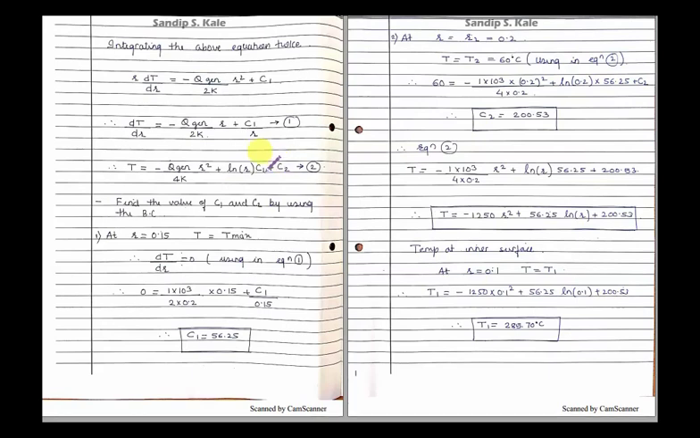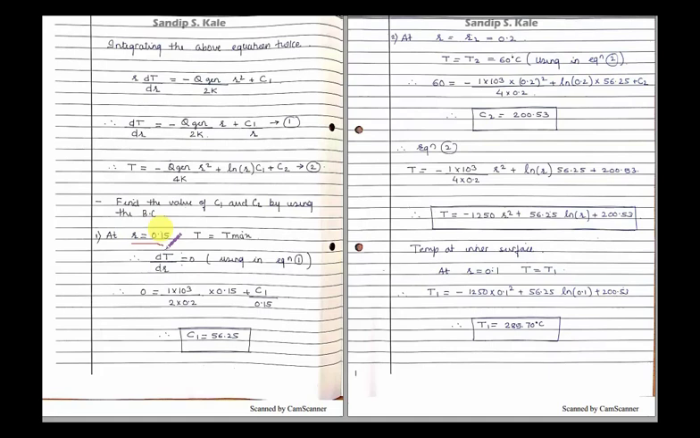So what is our task? Our task is now to find out the value of C1 and C2. How will you find out the value of C1 and C2? Very simple. You will apply the boundary conditions. Now what is given? That the maximum temperature occurs at the radius of 0.15.